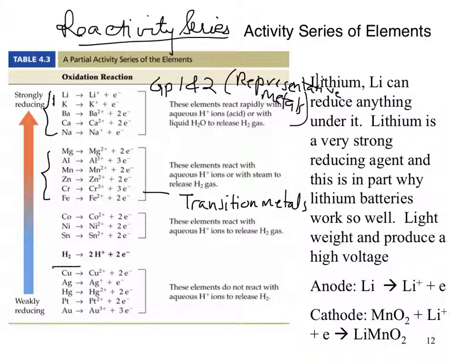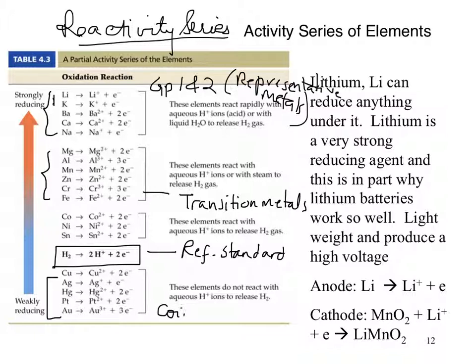The point of reference in this chapter we will see will be hydrogen. So this is the reference standard. And the weakest are the coinage metals or noble metals.